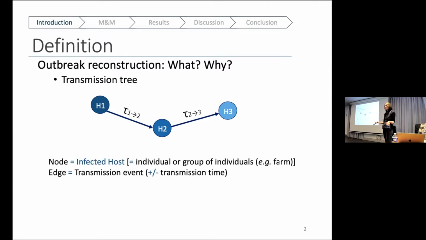In a transmission tree, internal nodes correspond to infected hosts, here H1 to H3. These infected hosts could either correspond to individuals or groups of individuals like a farm, and they are connected by transmission events represented by directed edges, as you can see here.